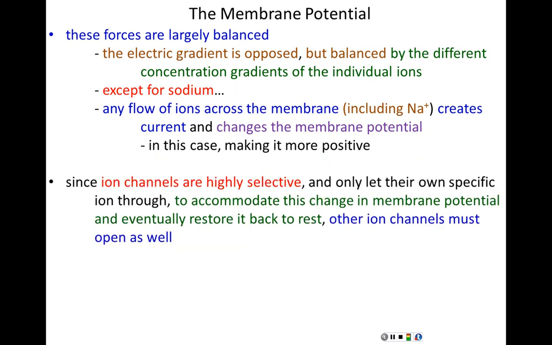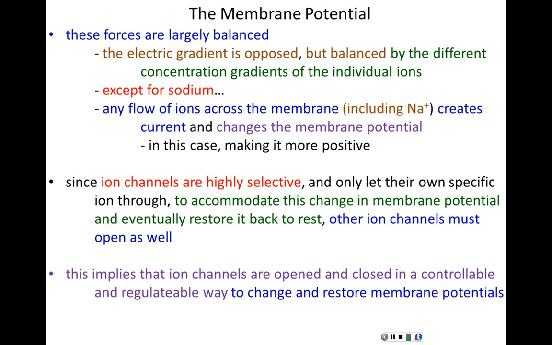Since ion channels are highly selective and they only let their specific ion through, the cell accommodates this change in membrane potential by opening other ion channels, allowing the membrane potential to go back to what it was before, its resting membrane potential. This implies then that different ion channels are opened and closed in a controllable and regulatable way in order to at first maintain the membrane potential and then restore it as sodium comes in and screws everything up. So how is that possible?